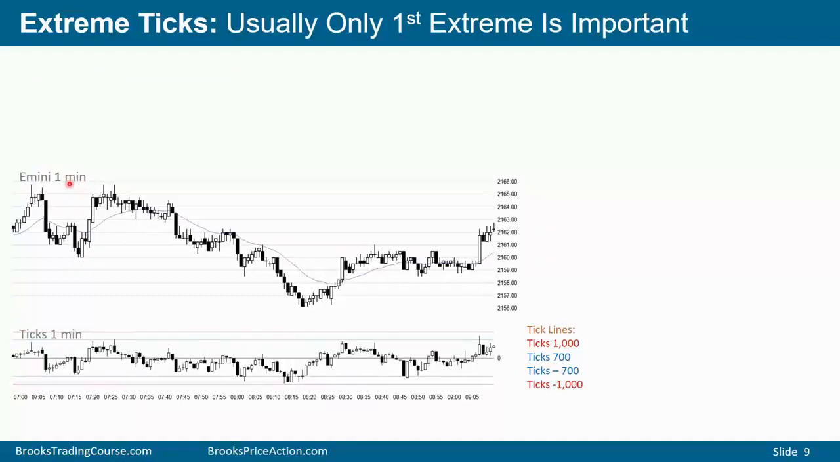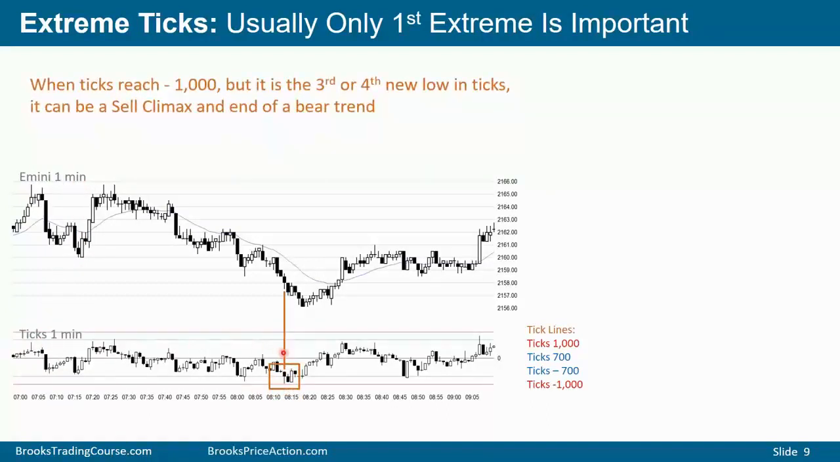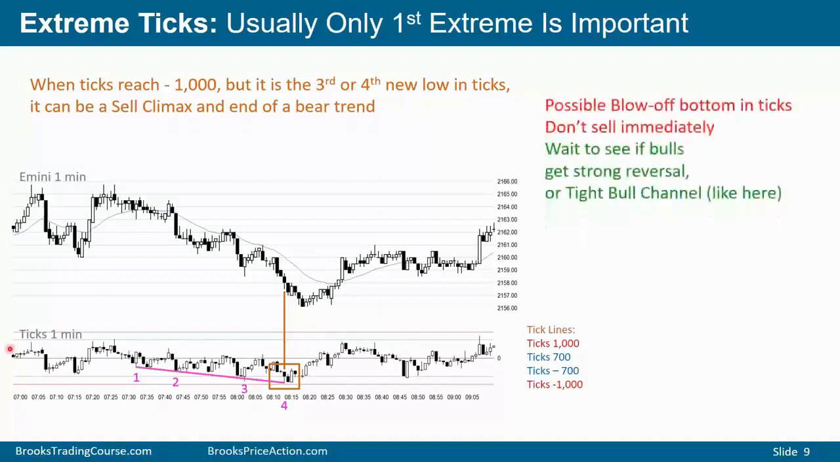Again, we have a 1 minute E-mini chart, a 1 minute tick chart. And look at this. The ticks hit about minus 1,000. I don't know if it's quite there, but very close to it on this bar. It's also a fourth new low in ticks. Ticks made a new low here, a new low here, new low here, new low here. This is a possible climactic end of the trend.